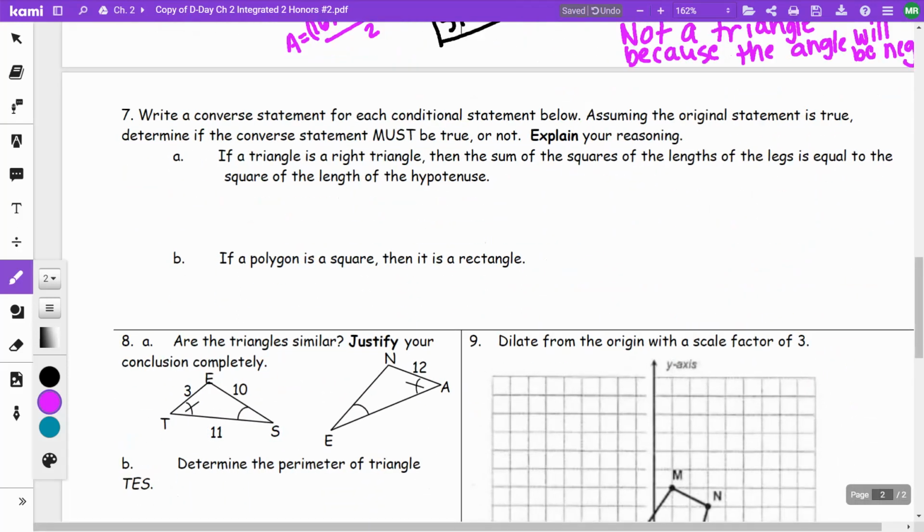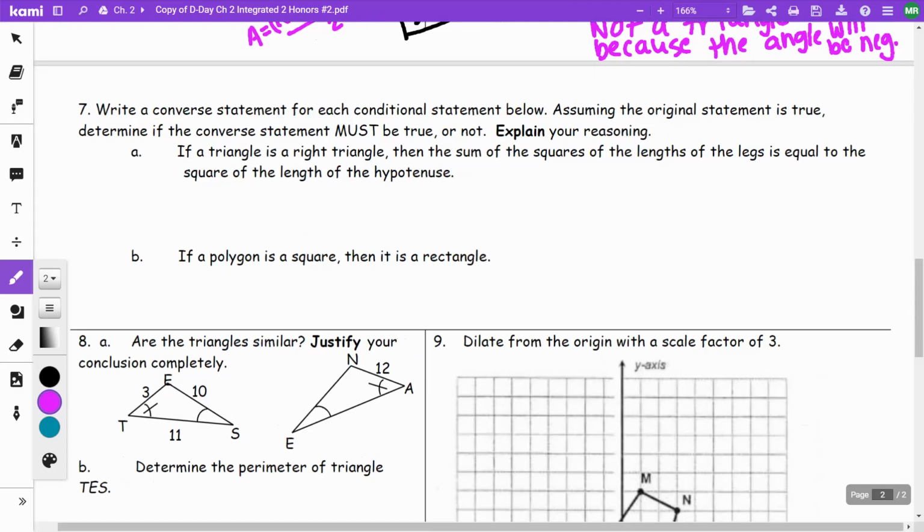Number 7, write a converse statement for each of the following. Assuming the original statement is true, determine if the converse statement must be true, explain your reasoning. So if a triangle is a right triangle, then the sum of the squares of the lengths of the legs is equal to the square of the length of the hypotenuse, okay? So they're really saying a squared plus b squared equals c squared.